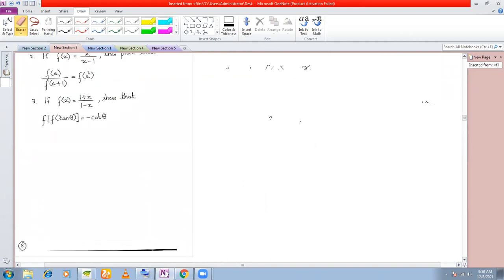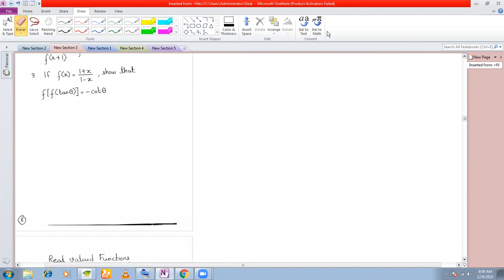So let's see the third one. Question here is, given f(x) is equal to 1 plus x by 1 minus x. You need to show that f of f(tan theta) is equal to minus cot theta. First of all, let us find out this f(tan theta) first, this part. f(tan theta) means you replace x by tan theta.